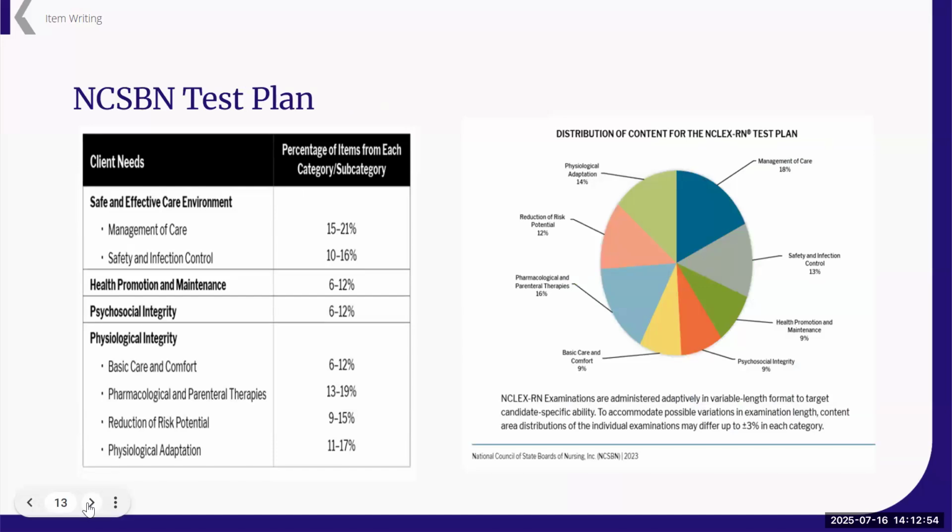On the left, you'll see a table showing the major client needs categories, along with the percentage ranges of questions associated with each. On the right, you'll see a pie chart that visually breaks down this distribution. This visual helps reinforce why it's so important for us educators to prioritize our time and test items accordingly.